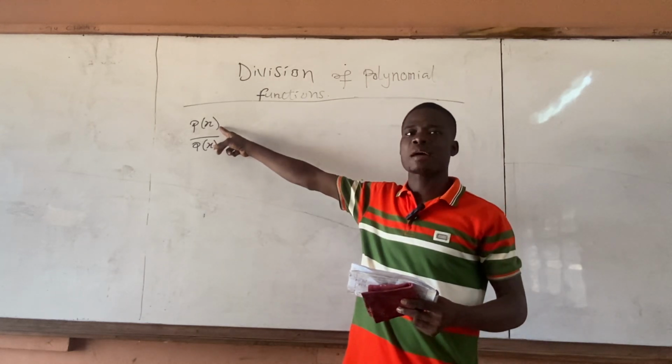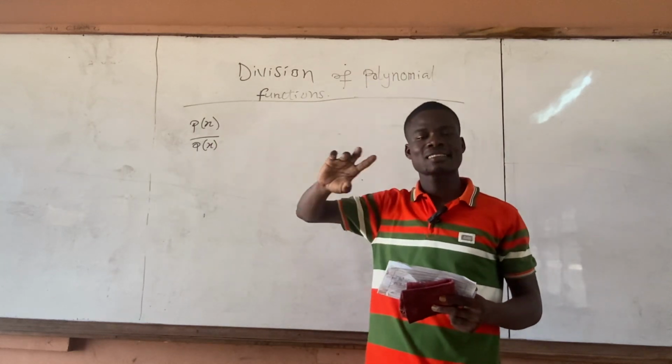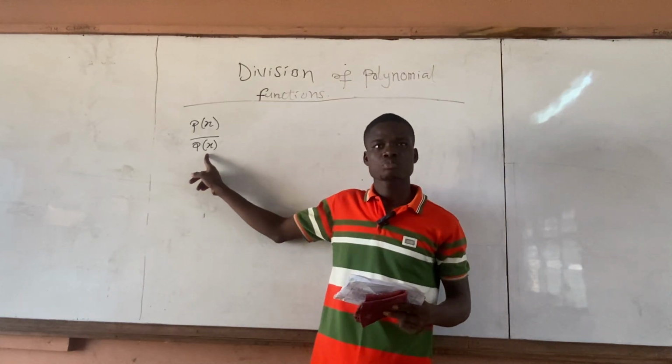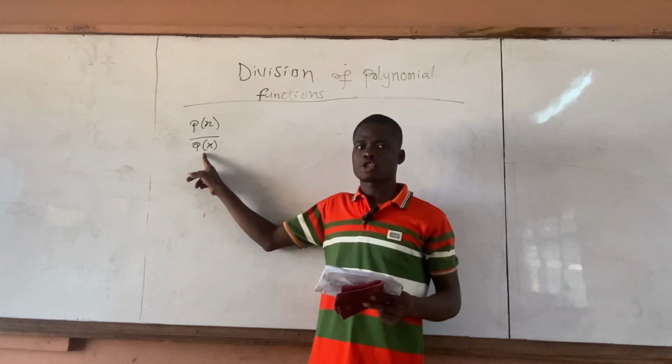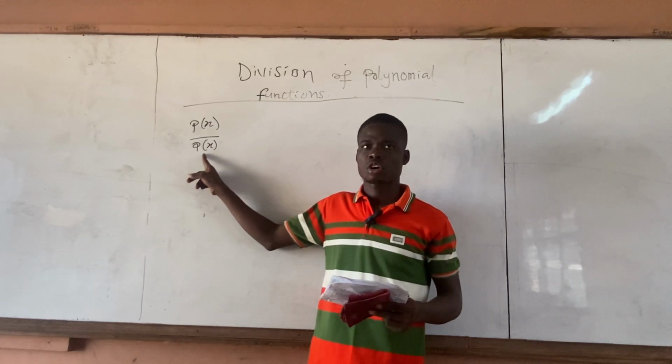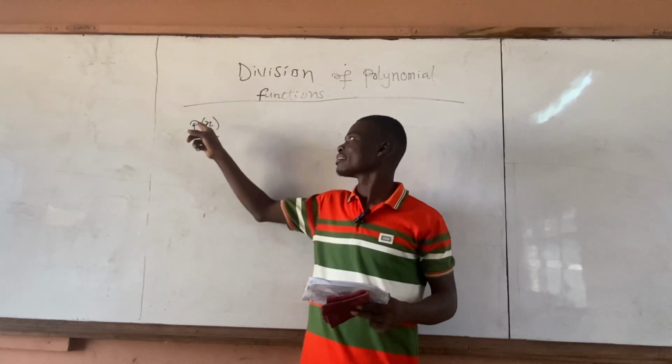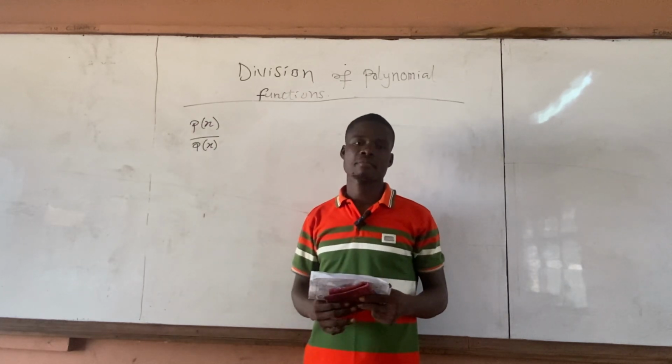If P can be divided by Q, then the power, or the exponent, of Q shouldn't be greater than that of P.